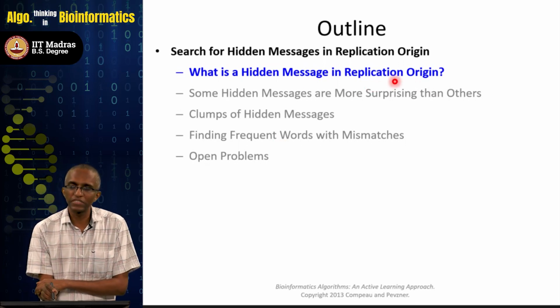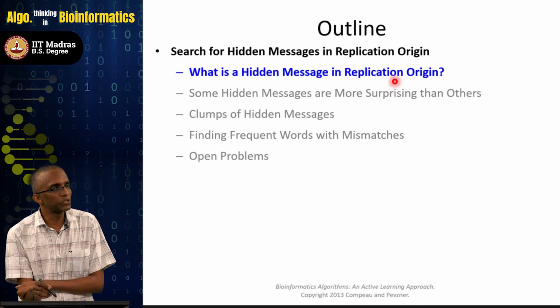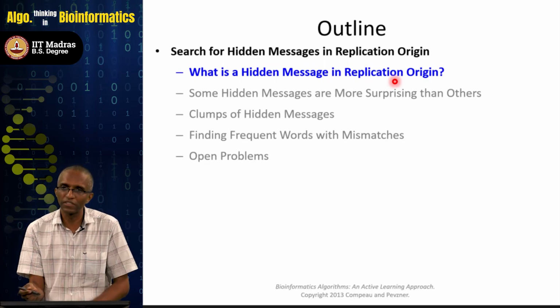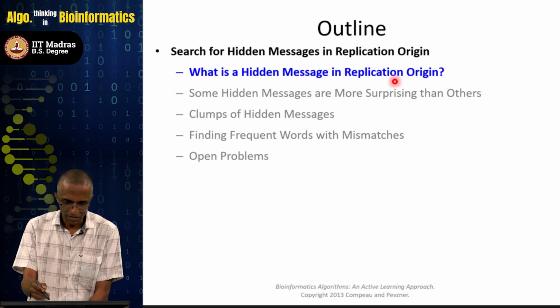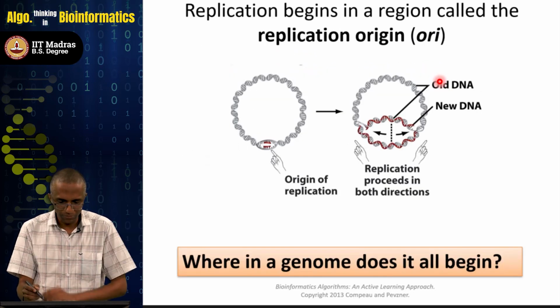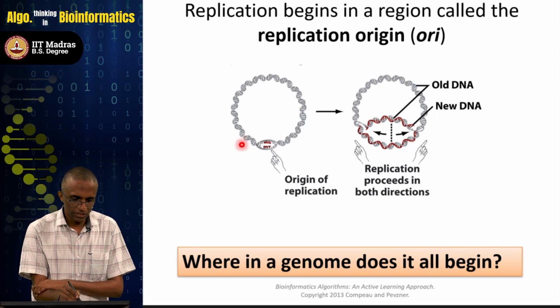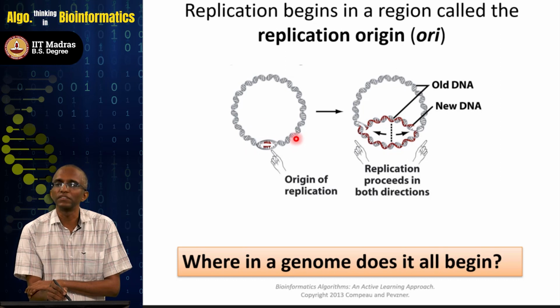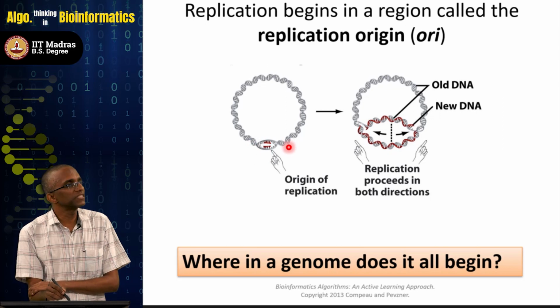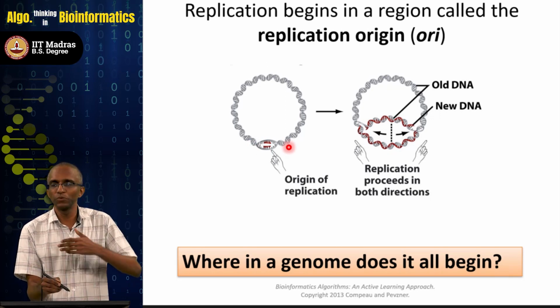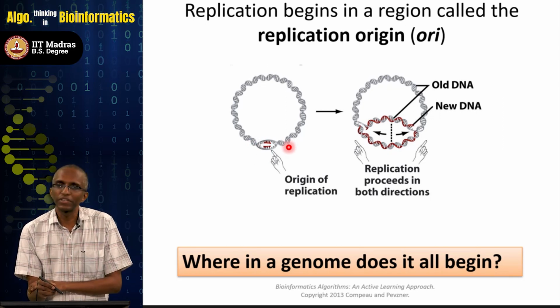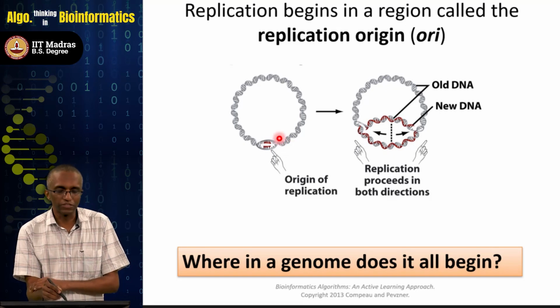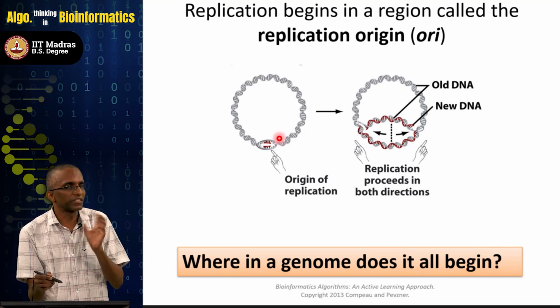So, what is the hidden message in the replication origin, and can we use these hidden messages to figure out where the replication origin is in this genome? First, we will focus on something smaller: a region where we assume there is a replication origin, and look at whether there are any hidden messages within it. Then we will backtrack and see if we can find those replication origins even if we are not given any ballpark hint on where it might be in the genome.